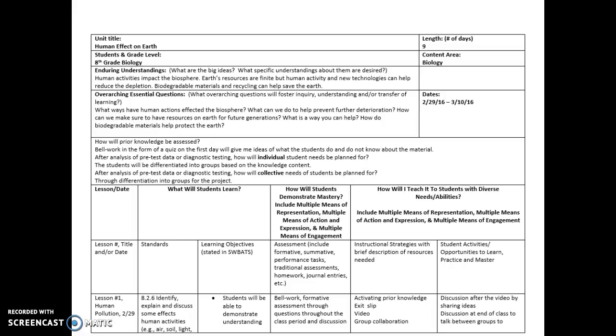So as you can see though, this is definitely an inquiry-based project where the students will have questions about how they can help protect the earth for future generations, and they'll actually be able to answer their questions and be able to look up information and research it and get the idea to build something that will help protect the earth.